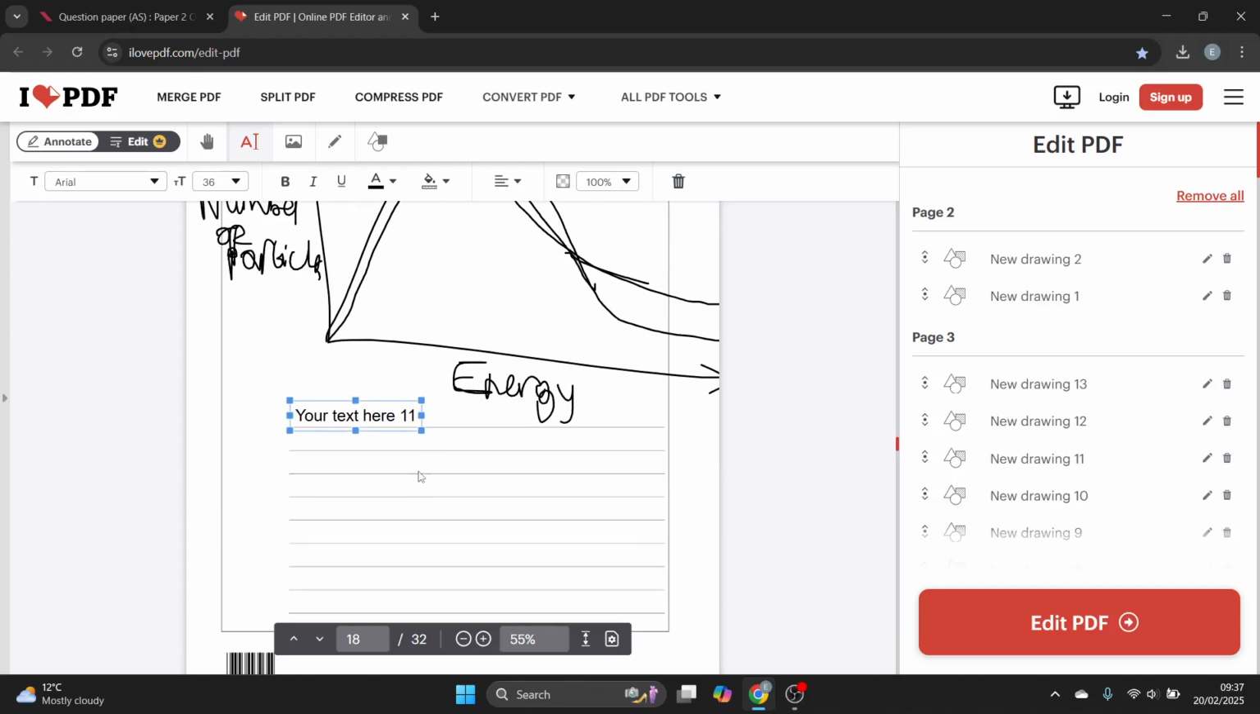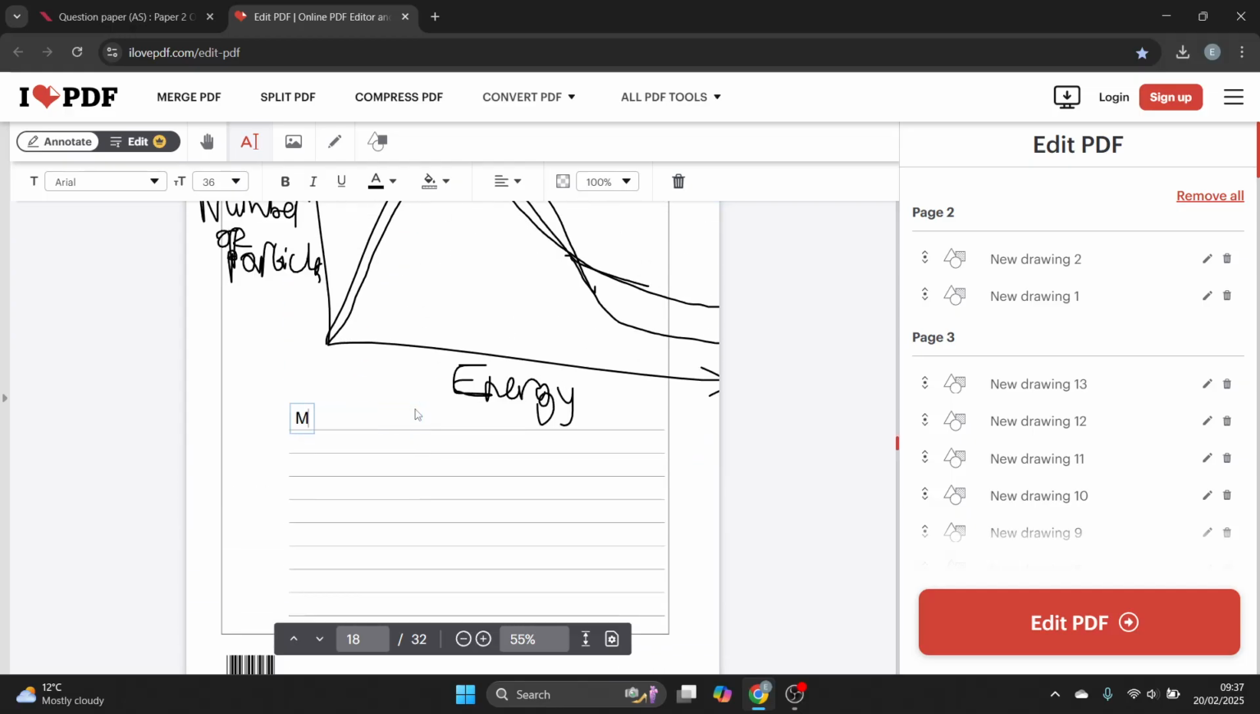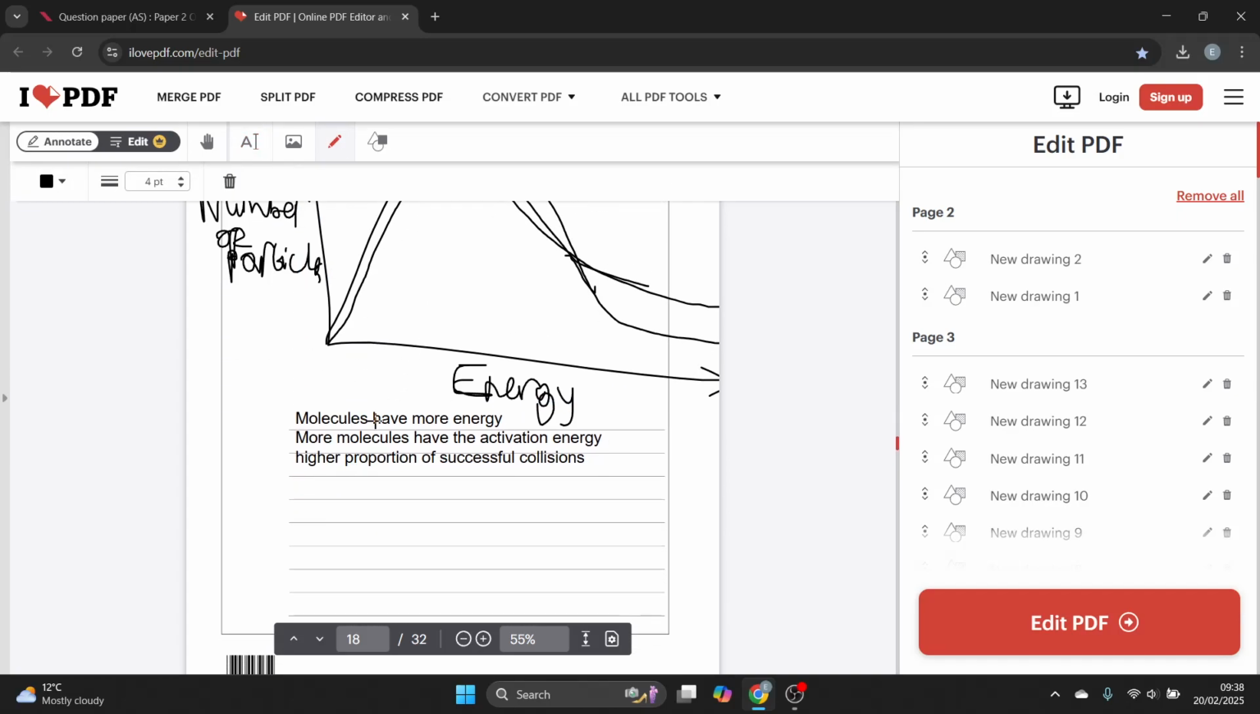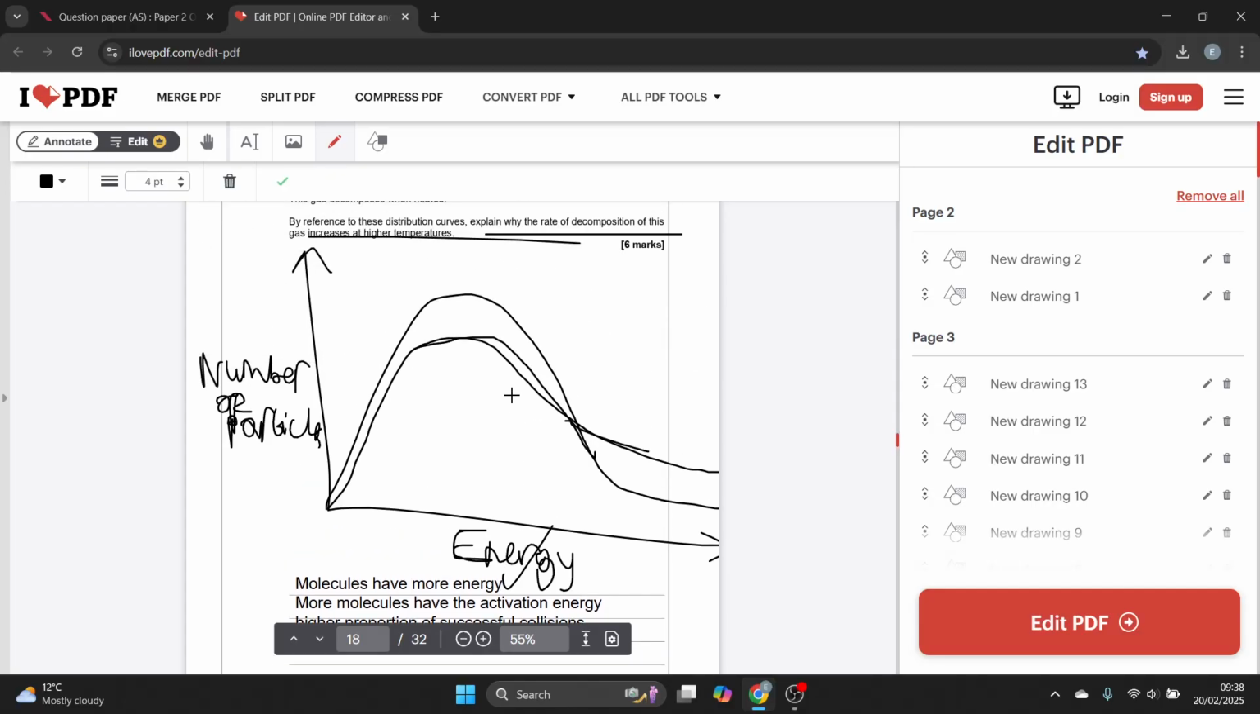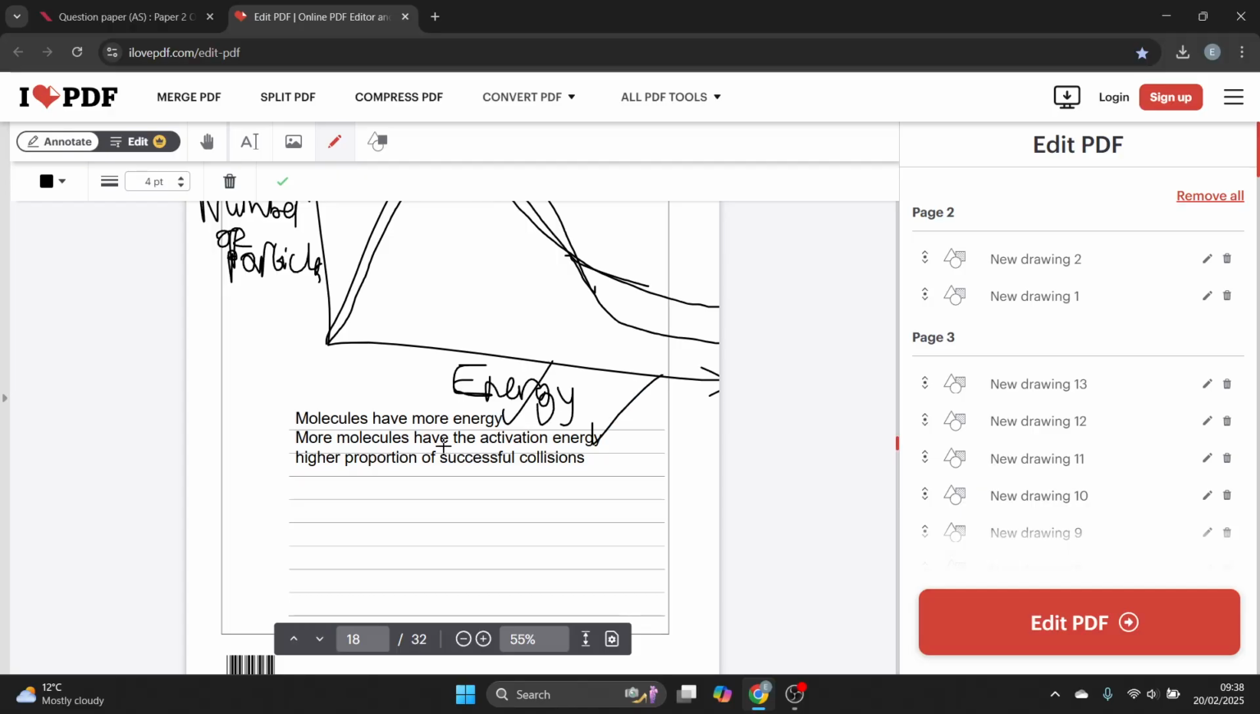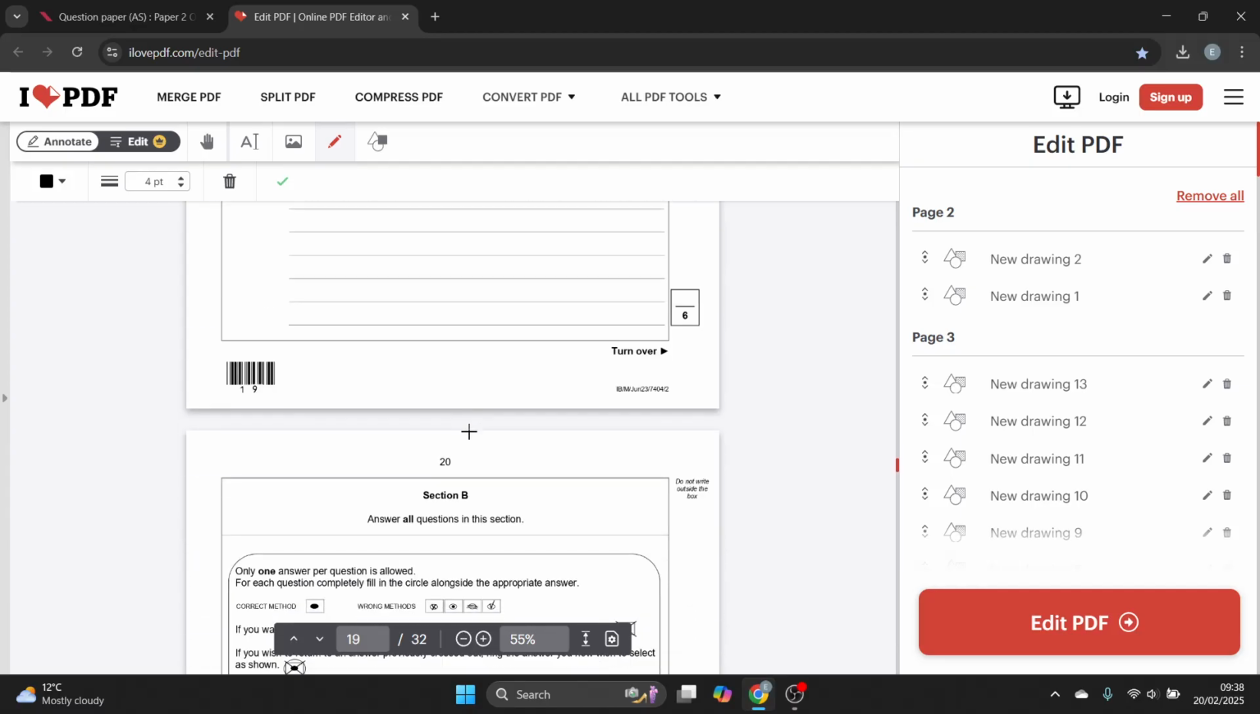Maybe you're meant to draw it on there. At high temperature, molecules have more energy, more molecules have the activation energy, higher proportion of successful collisions. So first point, very simple: molecules have more energy if you increase temperature. More molecules have the activation energy, higher proportion of successful collisions. That's the end of section A.